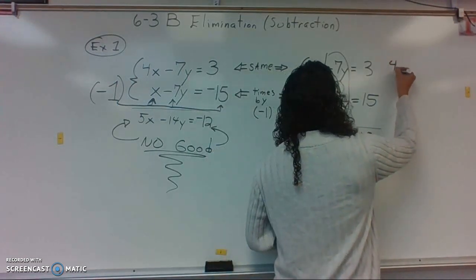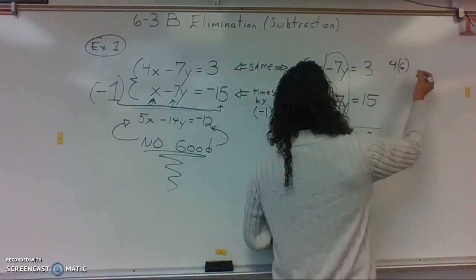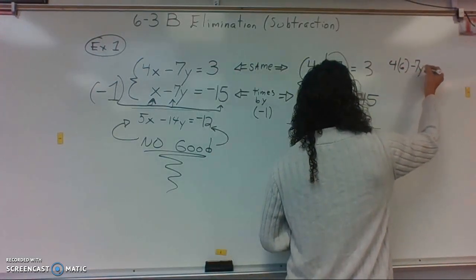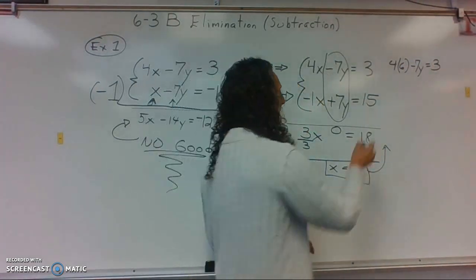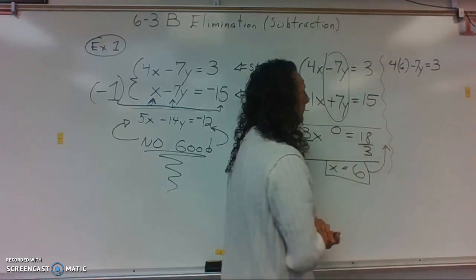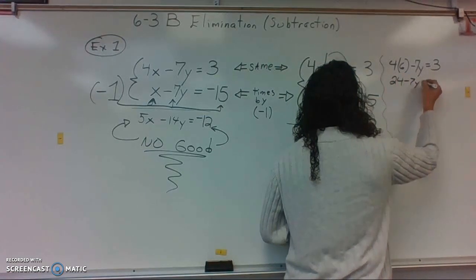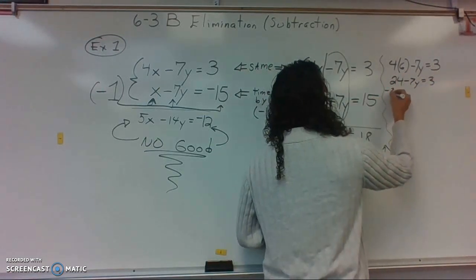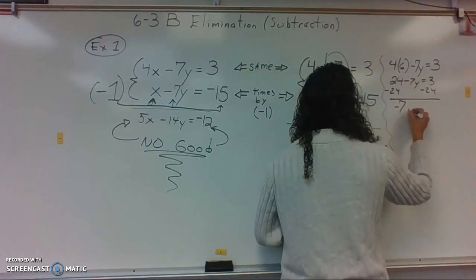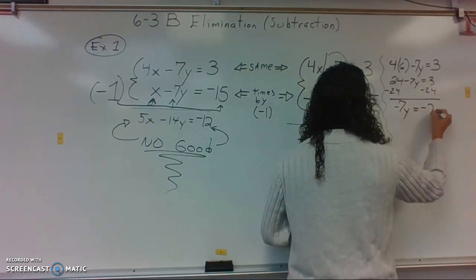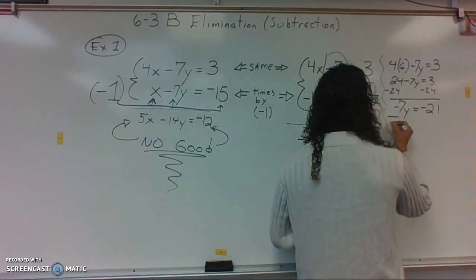So I'm going to go 4 times 6, I'm not going to go 6x anymore, minus 7y equals 3. All right, so there's my equation. I'm going to draw a little line here. That will make a 24 minus 7y equals 3. Minus 24 from both sides. And then I get a negative 7y equals a negative 21. Right? And then we just divide by negative 7.